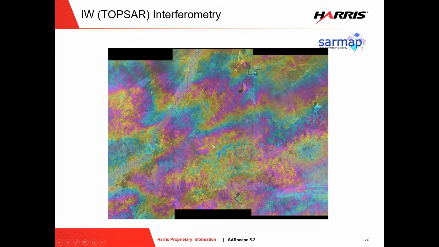Of course, what we see are big phase patterns. In this case, we are not speaking of topography. This is a flattened interferogram. We are not speaking of displacement. This is not an earthquake area or huge subsidence. No, these are mainly atmospheric artifacts.